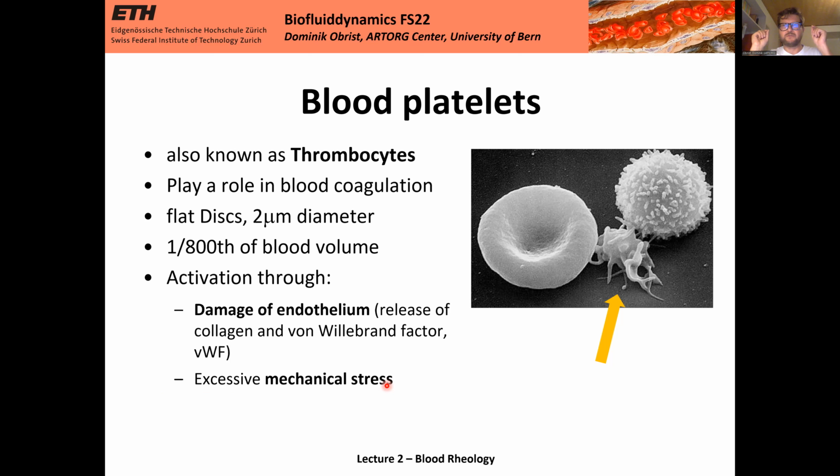Okay, so maybe the thrombocytes themselves do not matter so much for the blood rheology, but we do not want to forget them, and we do not want to forget that these are actually rather fragile objects, and if they're stressed too much in the blood flow, eventually they may cause huge problems, namely the formation of thrombi.